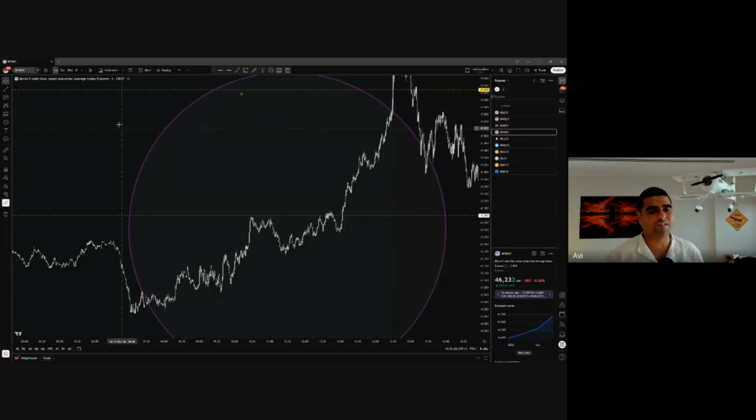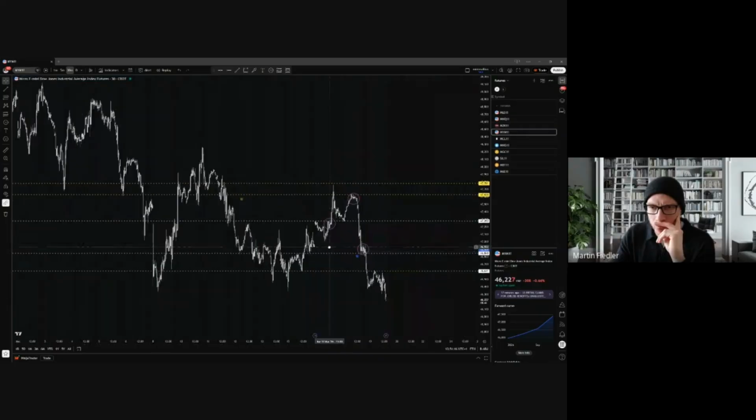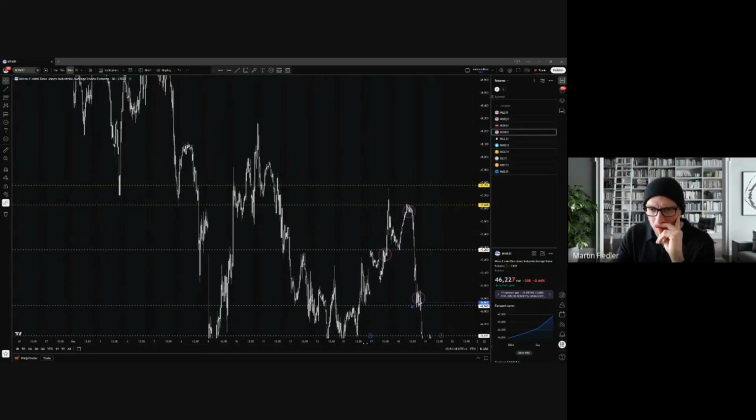Because breakouts are very often false breakouts, right? And it gets very tricky to pick them, and you gotta have a wide stop. So it's not in your favor. Always nice to hear this confirmation.